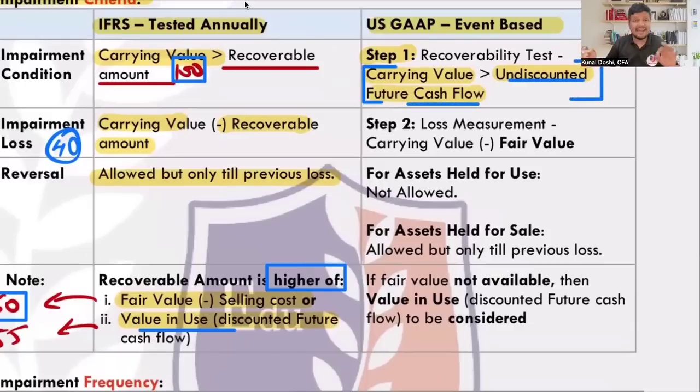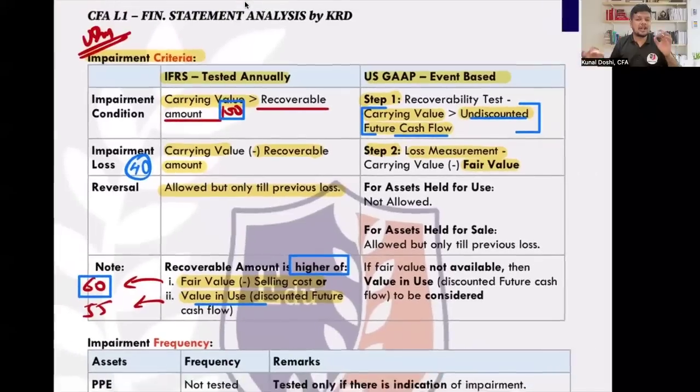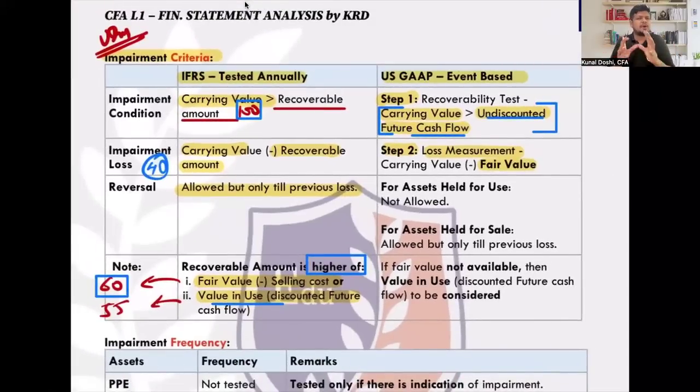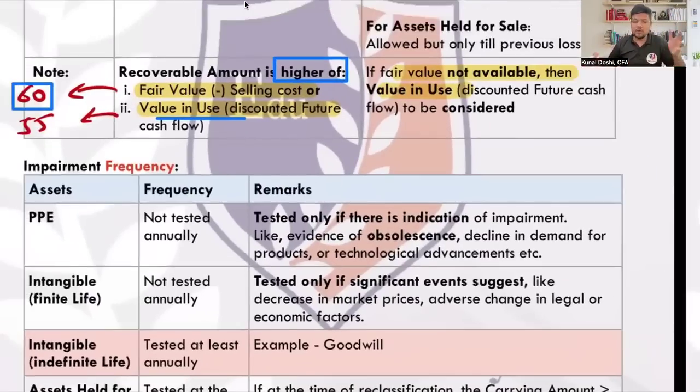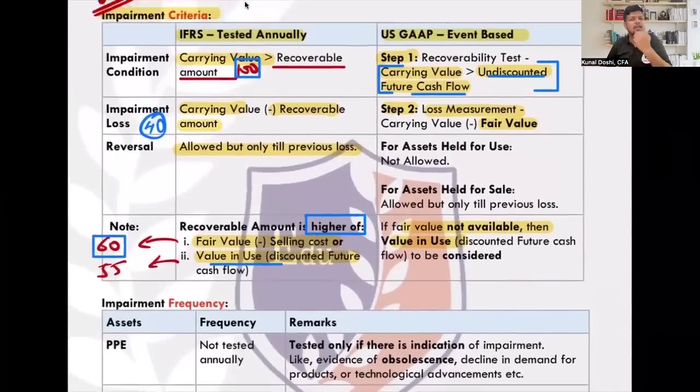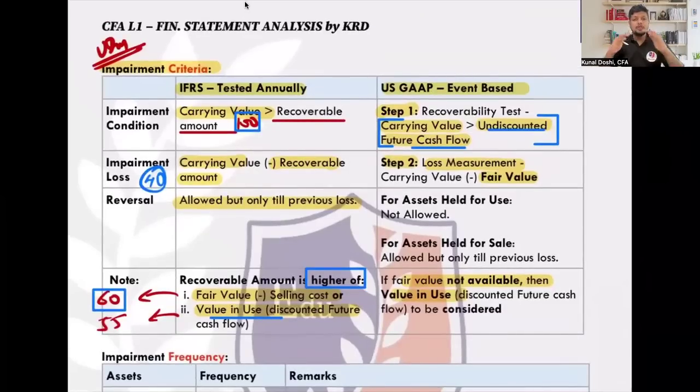You'll compare them, and if the carrying value is higher, then you go to step 2, measurement of loss. In measurement of loss, we take the carrying value and compare it with the fair value. Not fair value minus selling cost, only fair value. That difference is called my impairment loss. But what if there is no fair value in the market? Only then can you use value in use, like what you did for IFRS. But since you have fair value, you can use that. Understood? US GAAP is a two-step process, a very different process.